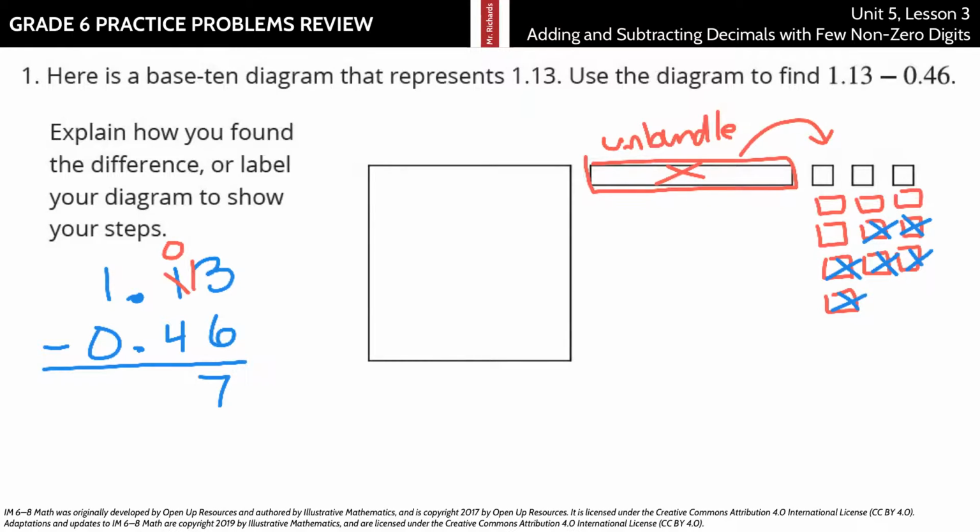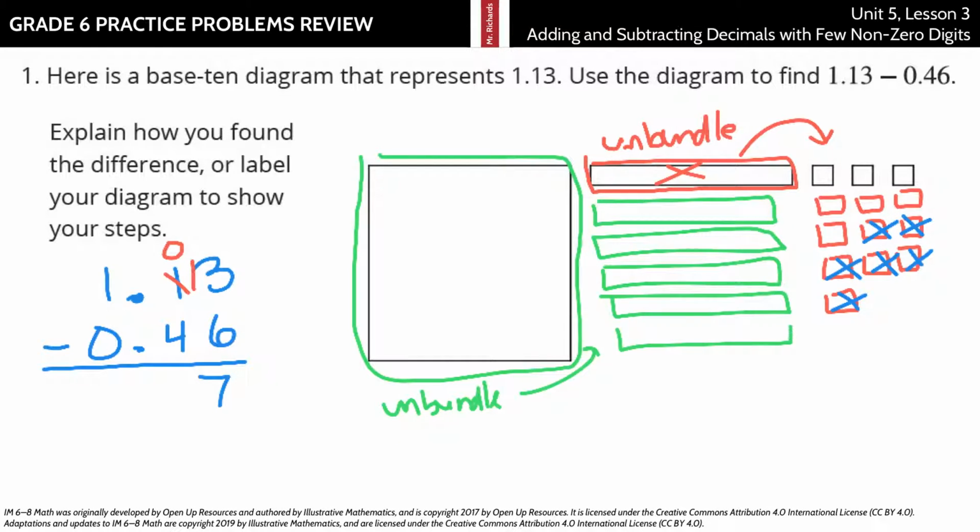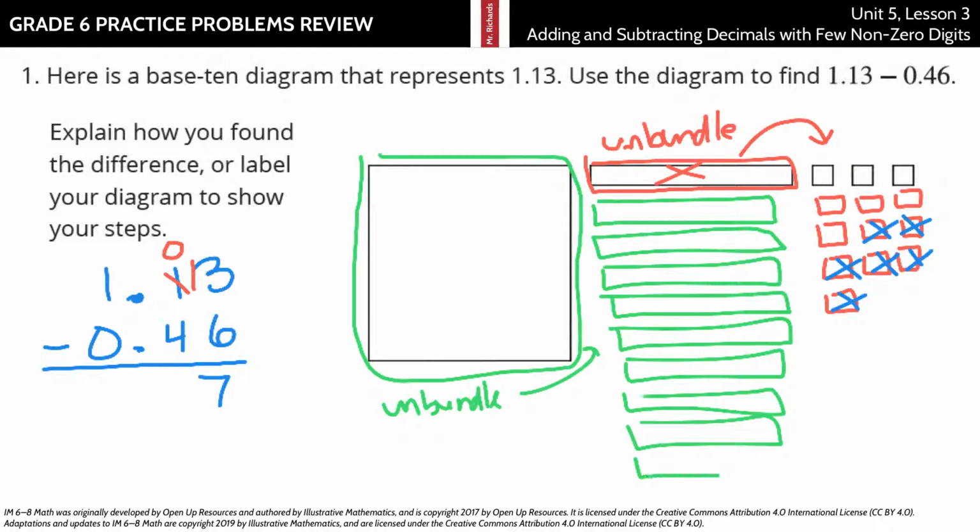And so now we need to take a look at our ones, and we're going to unbundle our ones into tenths, and there are 10 tenths in 1 one, so here we go. 1, 2, 3, 4, 5, 6, 7, 8, 9, 10. So we've essentially unbundled our one whole into 10 tenths.